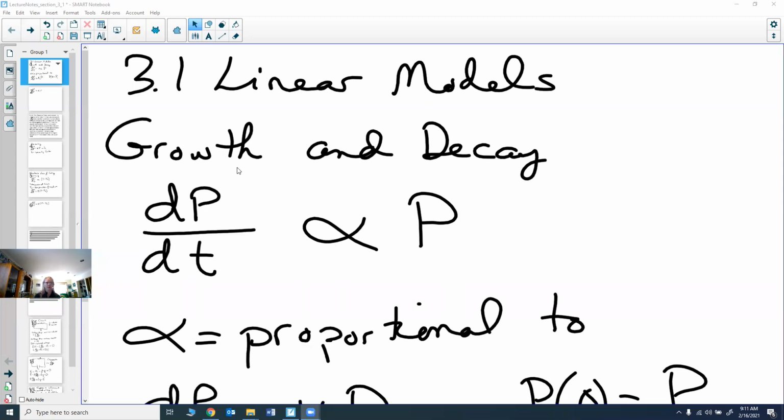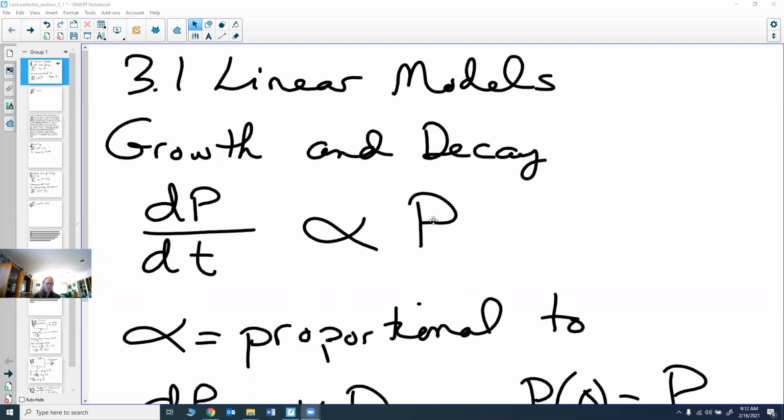There are lots of other types of models you can have. We're going to first look at growth and decay. There are other types of linear models we can have. A linear model for growth and decay is about the rate of change of your population being proportional to the size of the population. So we have the equation dP/dt is proportional to P, where that symbol means proportional to.